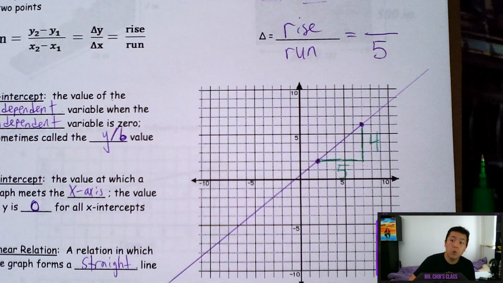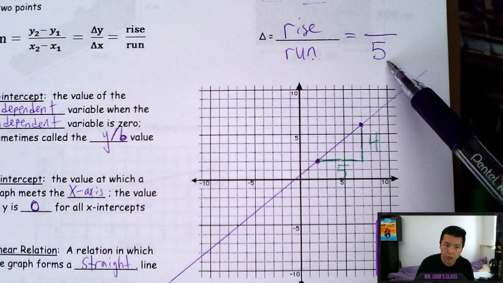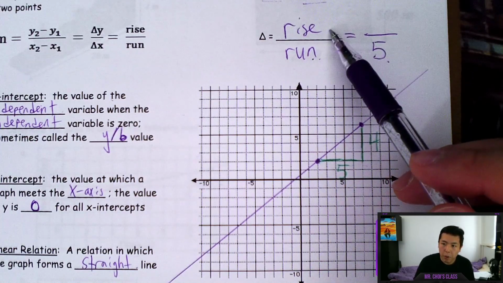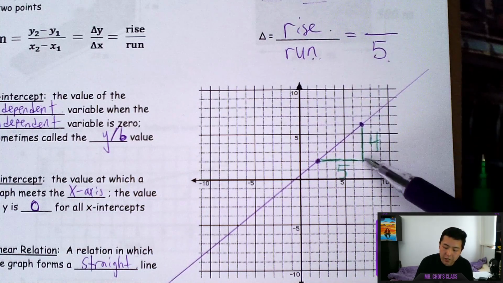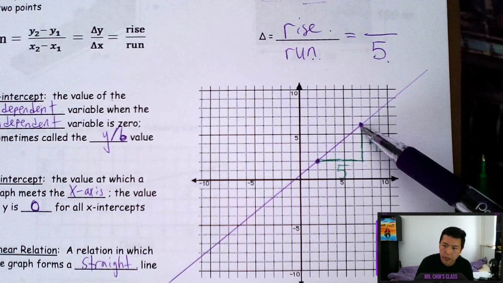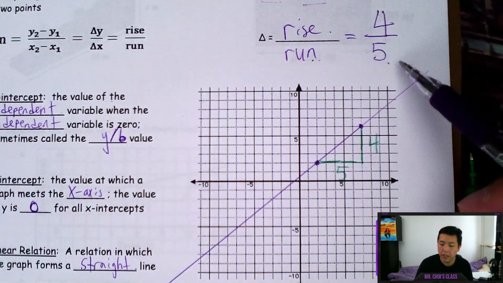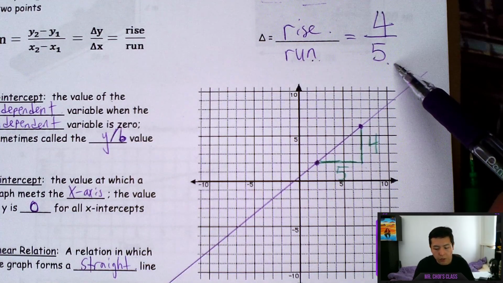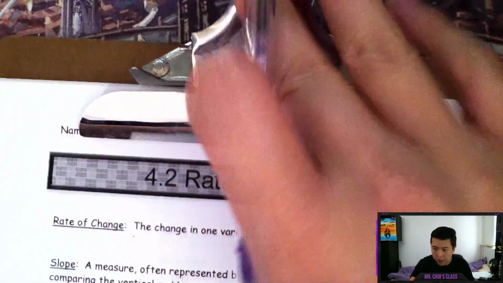But we're always going to go to the right, which means our run value is always going to be positive. Okay? The rise value can be positive or negative depending on whether you went up or down. For us, we went up to the next point, which means it would be positive 4. And that would be our slope, our rate of change, 4 over 5. Okay? So let's get some more practice with this rate of change one here.